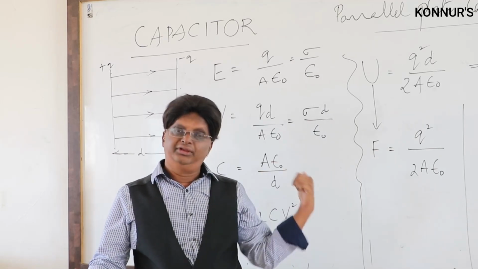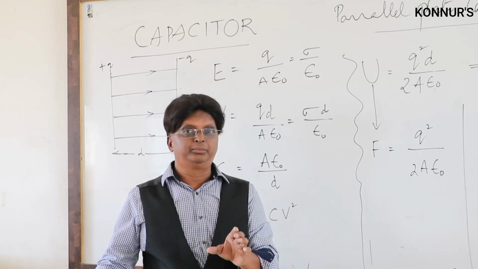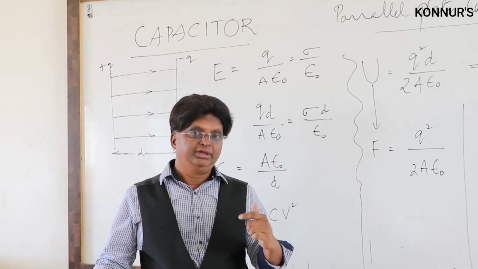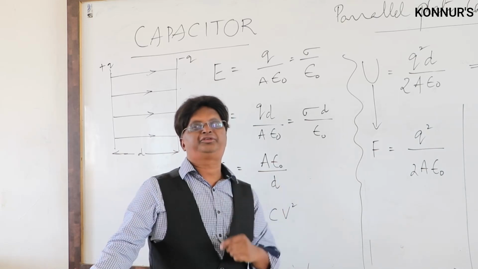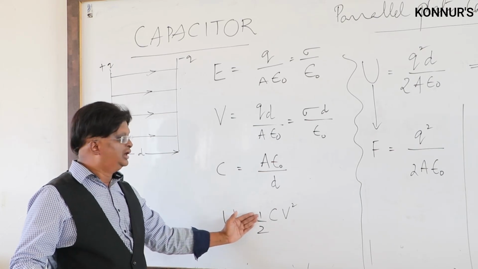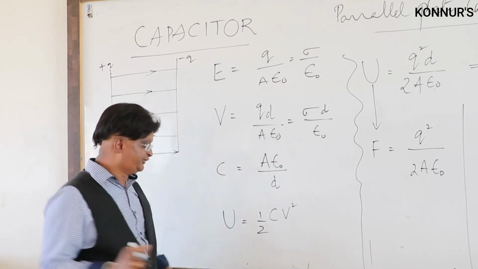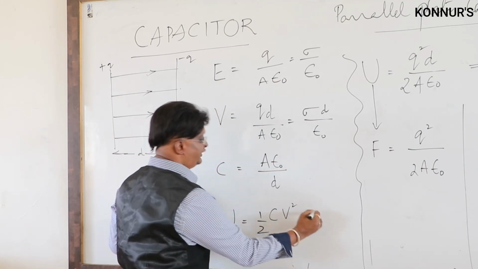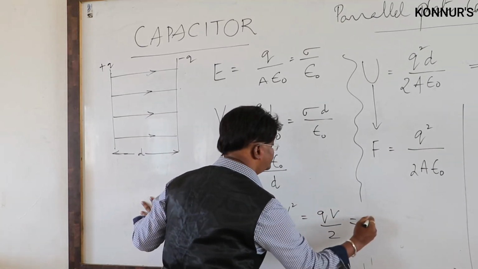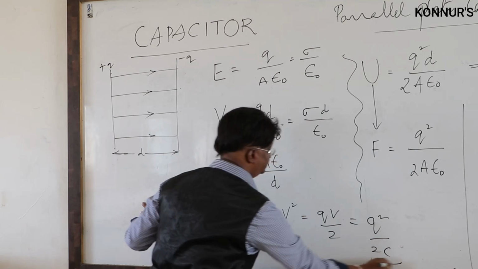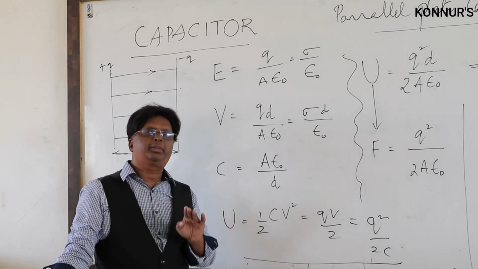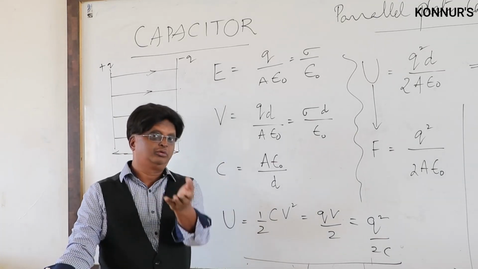In the charging process, the battery does work in charging the capacitor, and that is stored as electrostatic potential energy. You have a very popular expression, U is equal to half C V square. The same you can write as QV by 2, or even as Q squared by 2C. It is not three different expressions I am writing. What is the definition of capacity? C equal to Q by V, so Q is equal to CV.